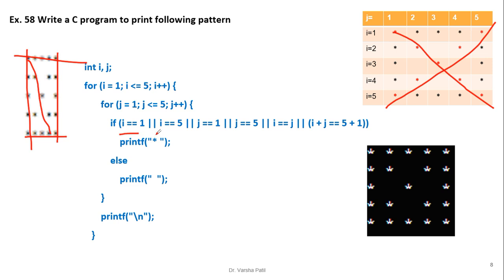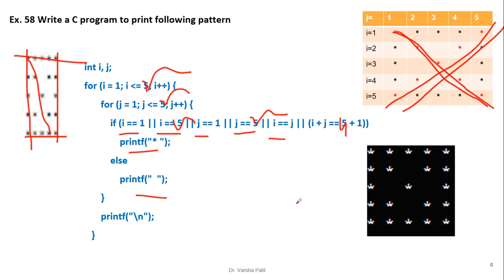Either i equal to 1, i equal to 5, j equal to 1, j equal to 5, that is first row, last row, first column, last column, or i equal to j for this diagonal, and i plus j equal to 5 plus 1. I have not made the program generalized, but if you want to make the program generalized, what you require to do here is this 5 replaced by n, this replaced by n, and this is replaced by n plus 1. Print star, otherwise print space. So in this way it will print the pattern like this.